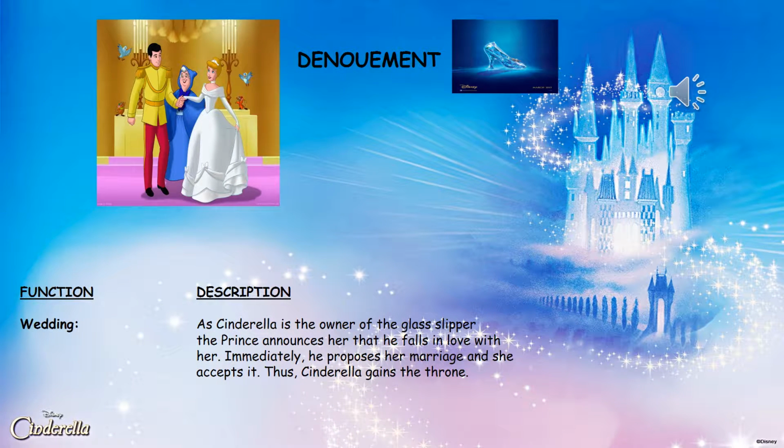And finally, there is a wedding, which happens simultaneously with punishment in the analysis of the story of Cinderella. In the wedding, as Cinderella is the owner of the glass slipper, the prince announced to her that he fell in love with her. Immediately, he proposed marriage and she accepted. Thus Cinderella gains the throne.